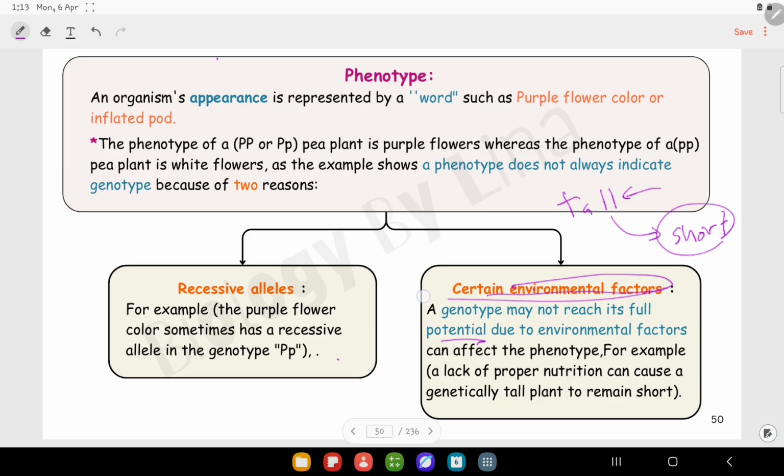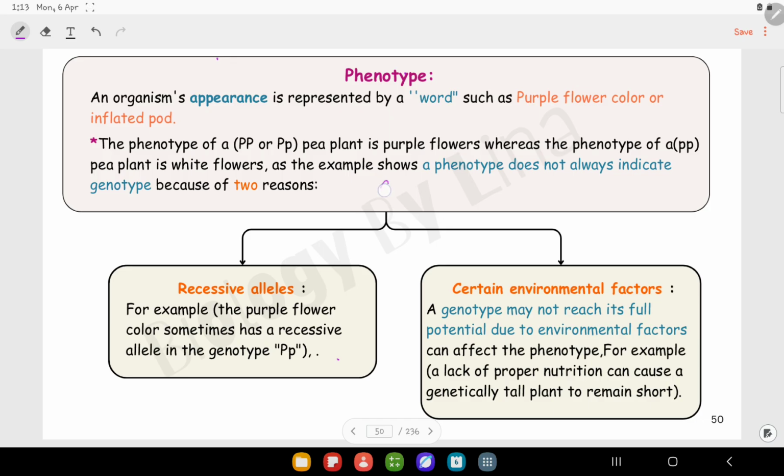So this is an environmental factor that can also affect the phenotype. And at that time, the phenotype does not always represent the genotype. This is only in Mendelian genetics, okay? Not in the other types of genetics, like incomplete dominance and codominance, which we will talk about later.